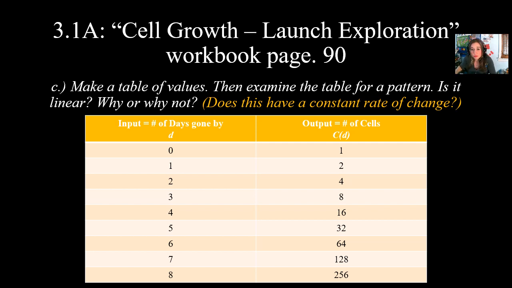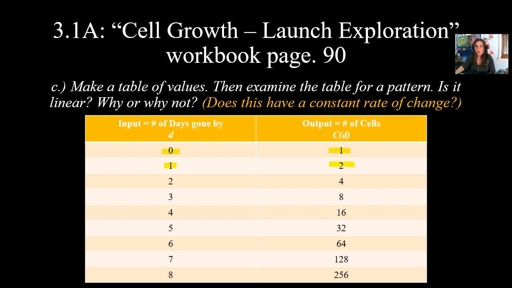So remember, we visualized what was happening. We have our cells, and each day they're splitting into two pieces. So on day 0, right? No days have gone by. 0 days have gone by. I started with that one cell. And what happened to that one cell? It split. So after 1 day, that cell split into 2 pieces. So now I have 2 cells.